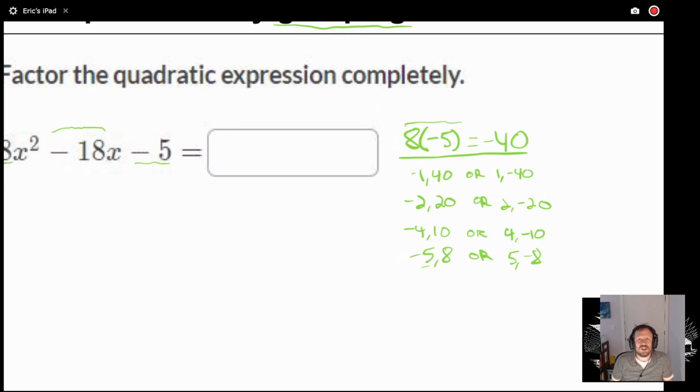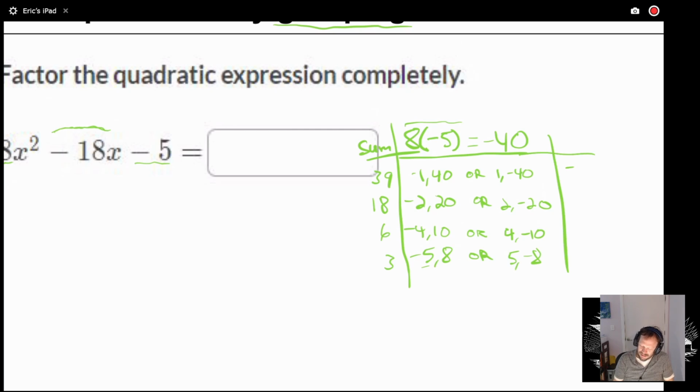And I'm going to look at each of these factors and I'm going to consider the sum, and I'm going to think, is it equal to negative 18? Negative 1 plus 40 is 39. Negative 2 plus 20 is 18. Negative 4 plus 10 is 6. Negative 5 plus 8 is 3. All positive. None of them equal to negative 18. So I move on to the other side.